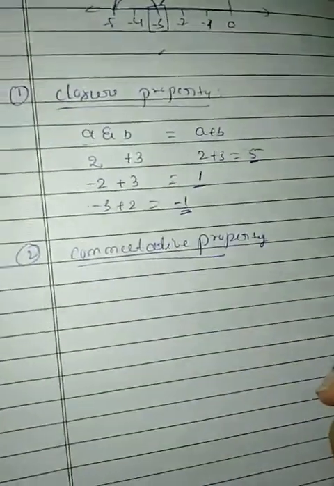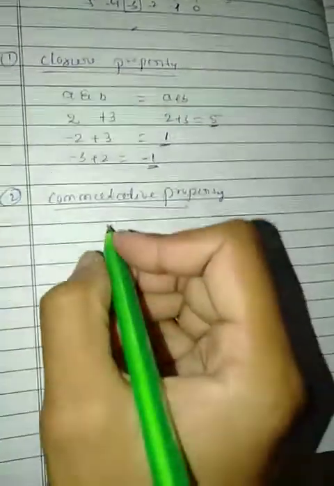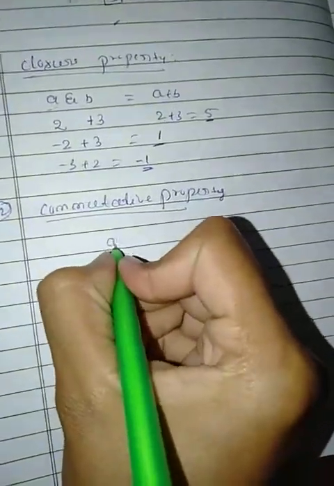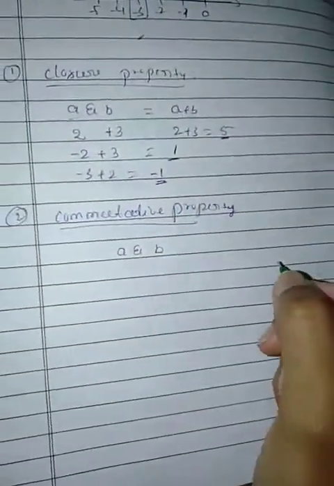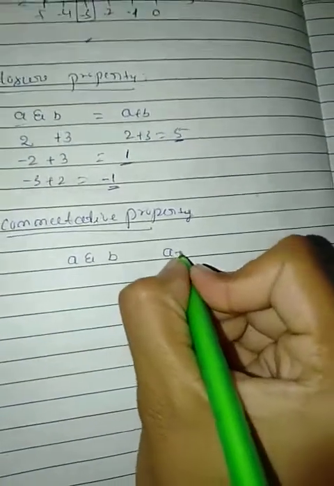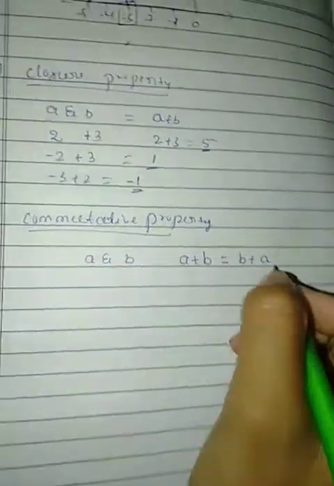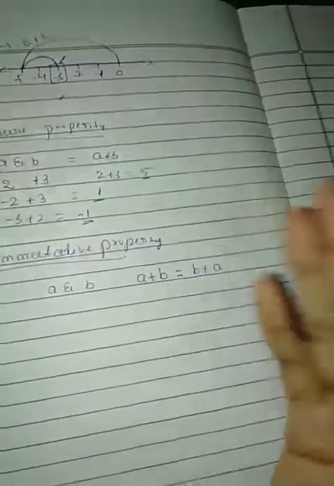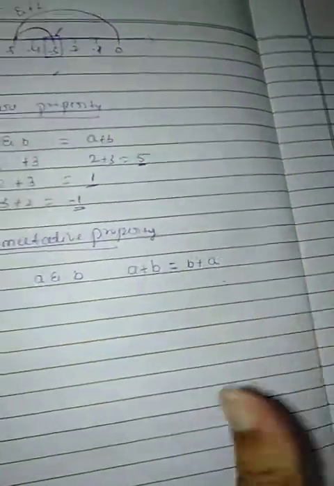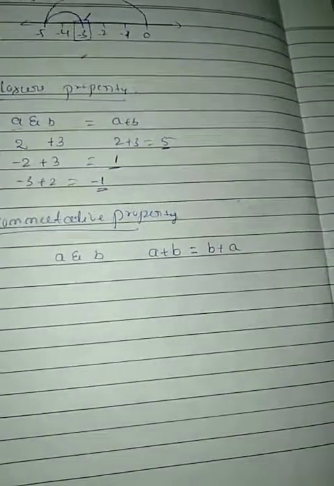So what is the commutative property? If a and b are two integers, then the commutative property is a plus b is equal to b plus a. When you interchange their places, the sum will also be an integer.